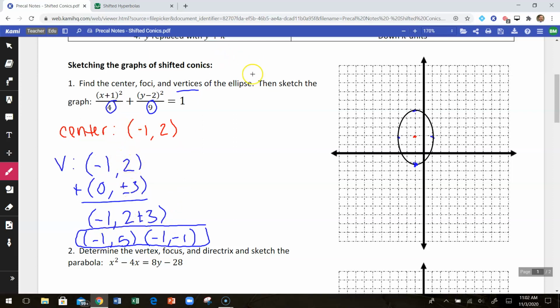Okay. And then the foci. So the foci, we use the equation c squared equals a squared minus b squared. So remember, look at the numbers on the bottom and subtract them.